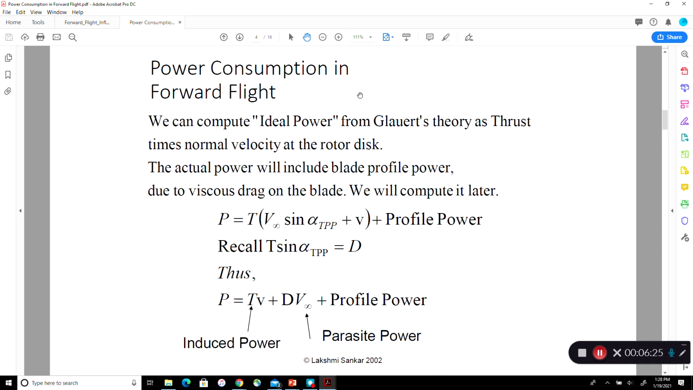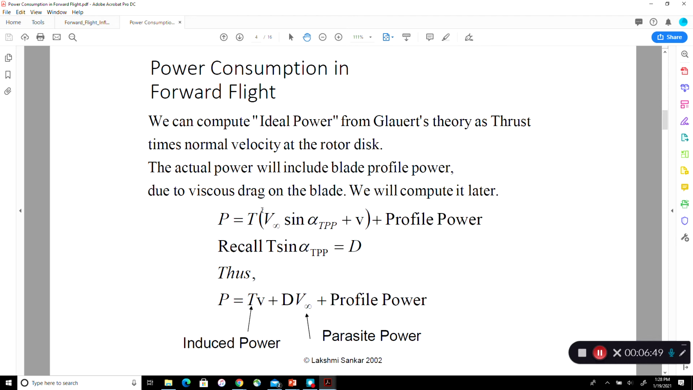Now, this is ideal power. That means there's no viscosity, there's no profile loss, nothing else. But in reality, a blade has viscous drag, so we have to drag the blade through the air. There'll be some resistance, so we have to supply power to overcome that resistance. That's what we call profile power. We are going to compute it later in this module.